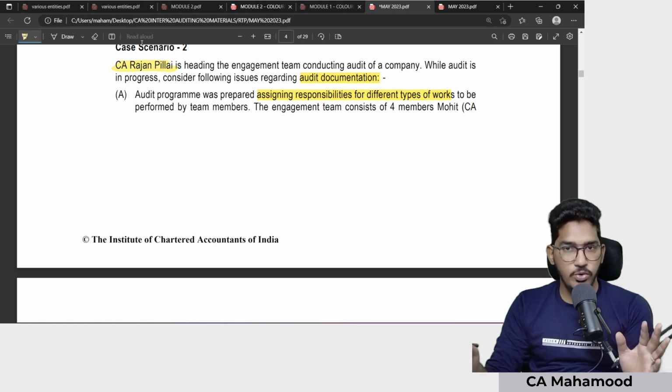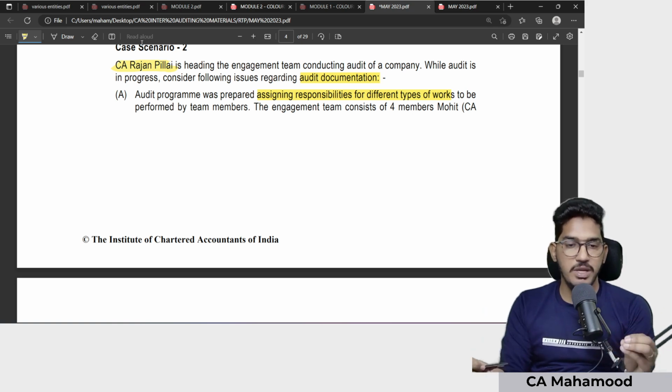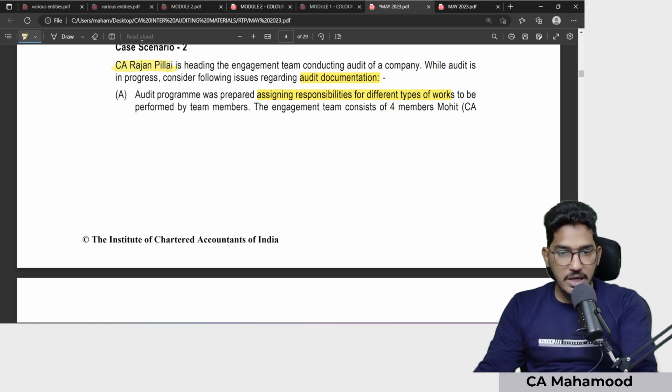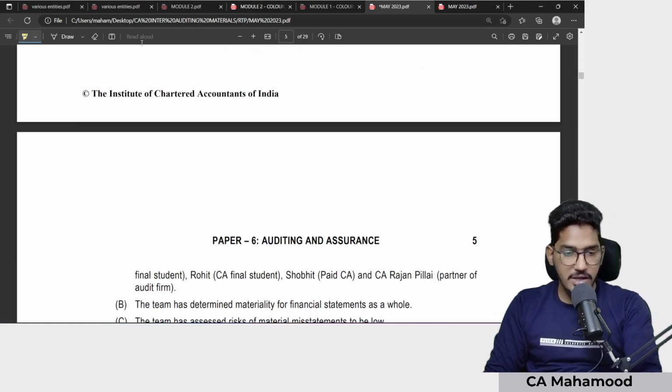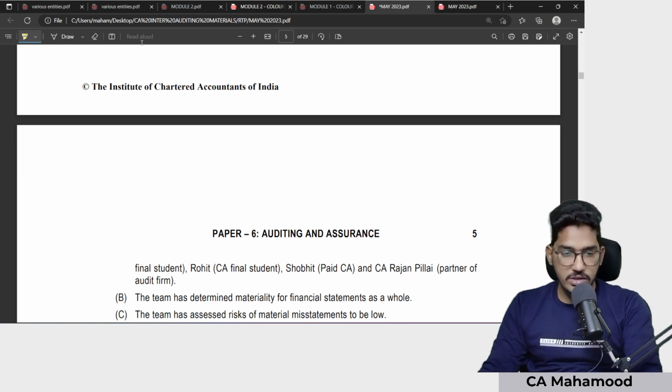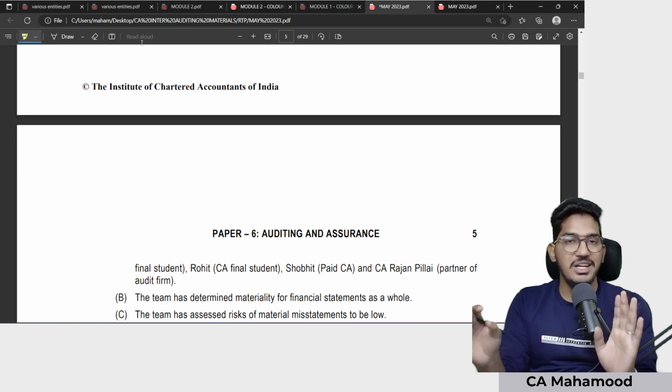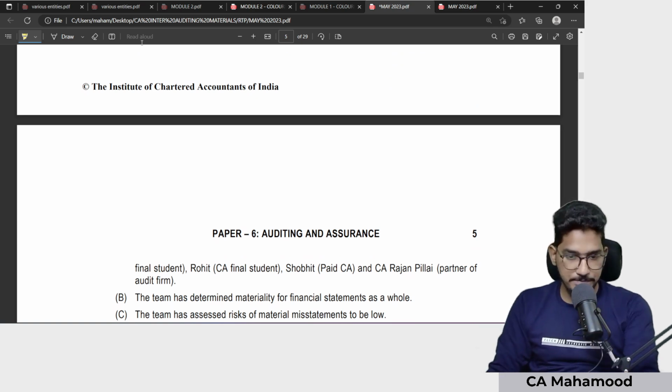Audit program was prepared, assigning responsibilities for different types of works to be performed by team members. So a detailed audit program was given. In that audit program, it was mentioned who should do which work. The engagement team consists of 4 members: Mohit, who is a CA final student; Rohit, CA final student; Shobit, paid CA; and CA Rajan Pillai, who is an engagement partner. So the total engagement team contains 4 people.